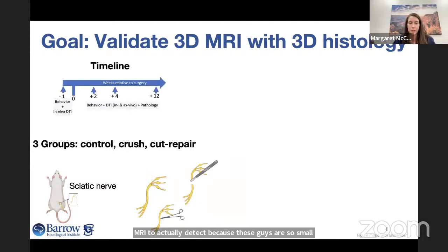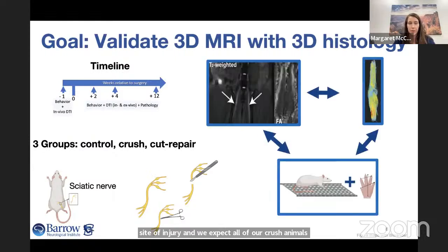We decided to look at 2, 4, and 12 weeks as our time points. 2 weeks, we expected to see still a lot of inflammation. By 4 weeks from previously published data, we knew that the nerve should be regrowing across the site of injury, and we expect all of our crush animals to have recovered by 4 weeks. And then 12 weeks is more or less considered a chronic time point in rats.